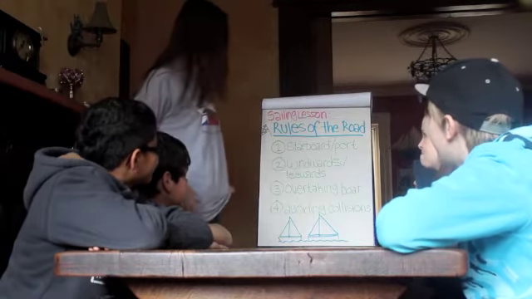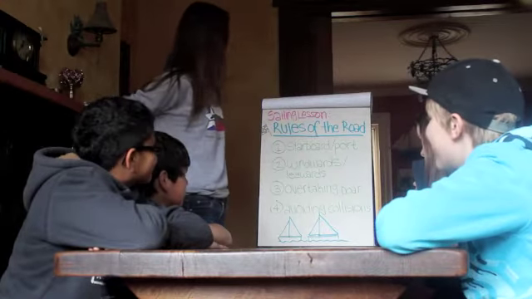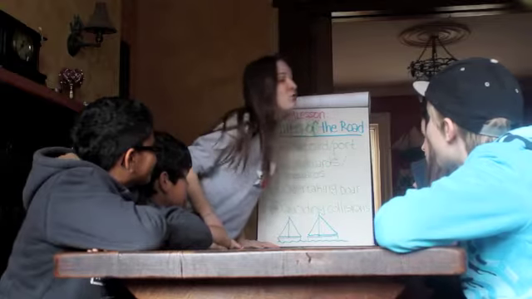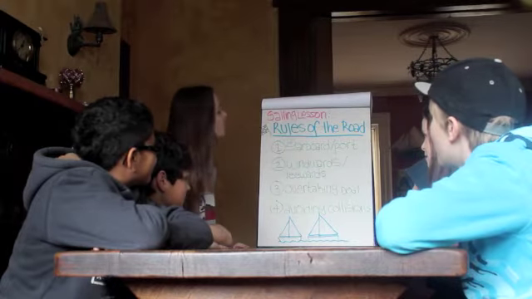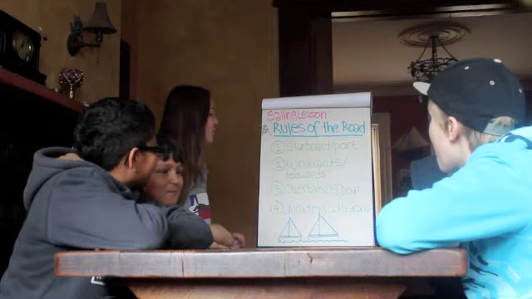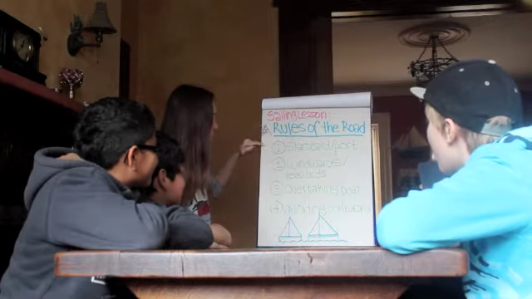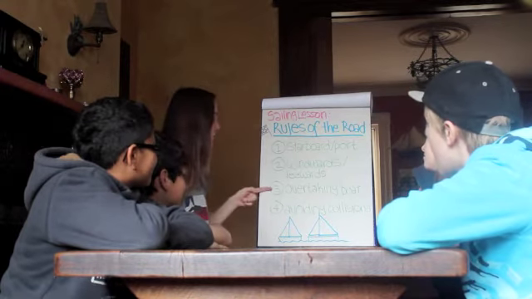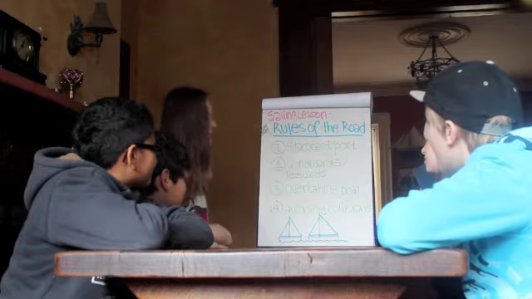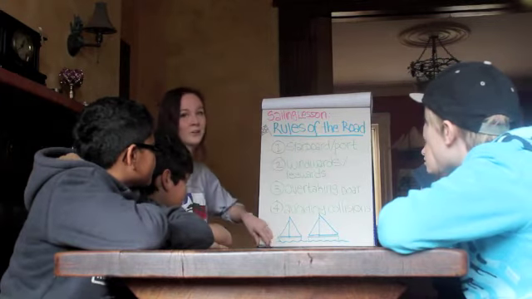Hello class, today we will be learning about the rules of the road in sailing. So, does anybody know anything about the rules of the road? No? Okay, so there's three major components: starboard and port, windward and leeward, and the overtaking boat rule. And we'll also be going over how to avoid collisions when you're on the water.